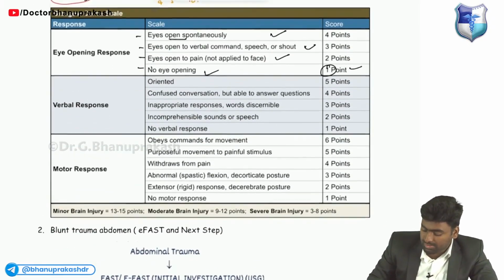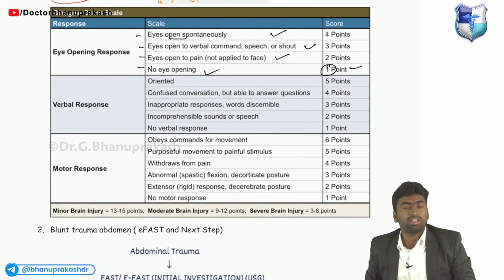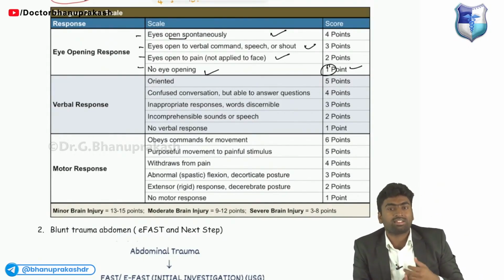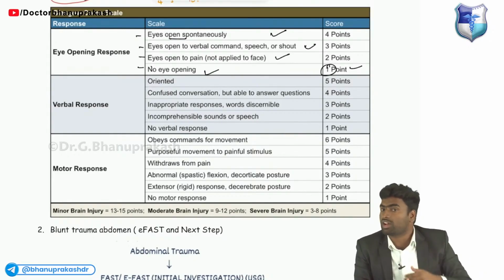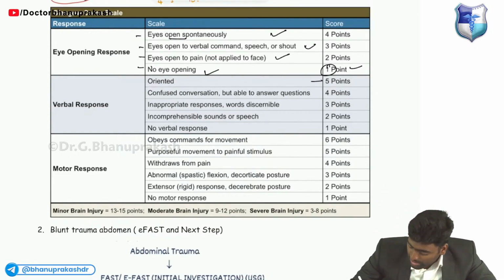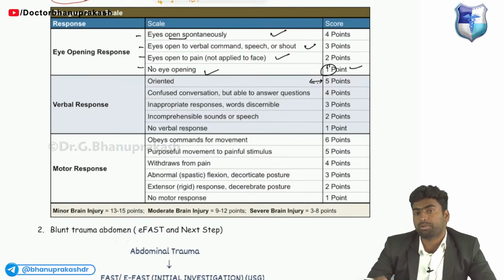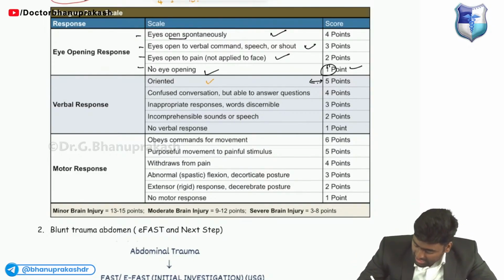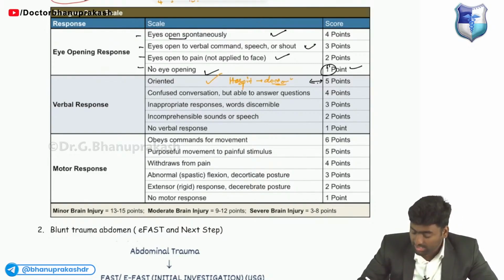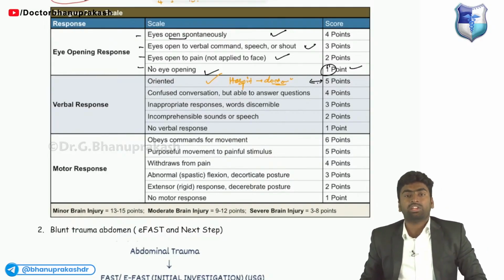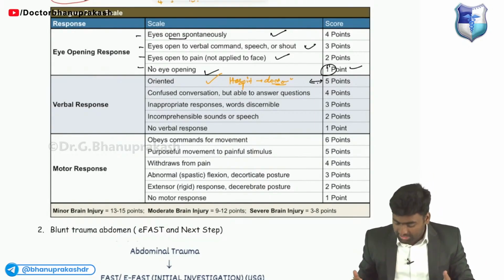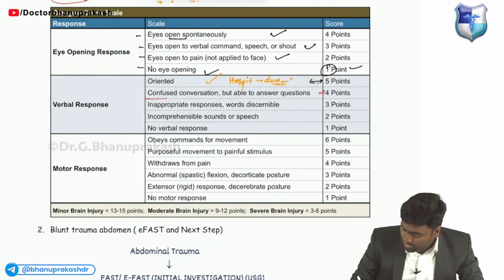Next, about the verbal response. Usually when a trauma patient comes, you try to take history. Based on his voice and his orientation itself, you can get an idea of how he is. You will start asking him, "Aap kahan par ho?" If he is oriented, he tells you, "Yeah, I'm in hospital, and I'm talking with a doctor." The next one: you ask him where he is, and he is confused, whether he is in hospital or in the theater. If he is confused, it gives 4 points.